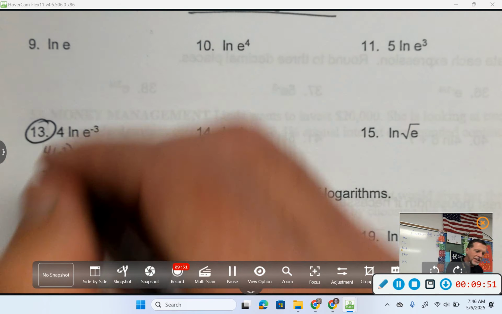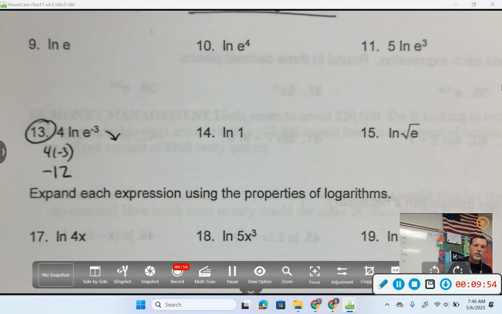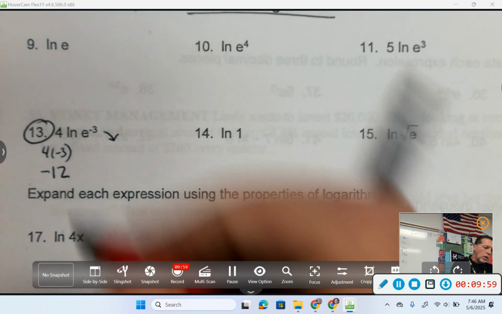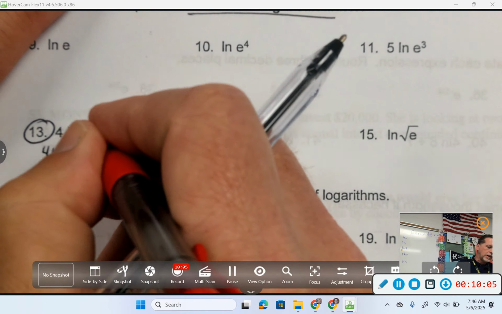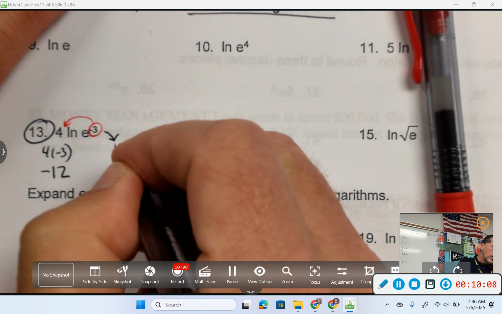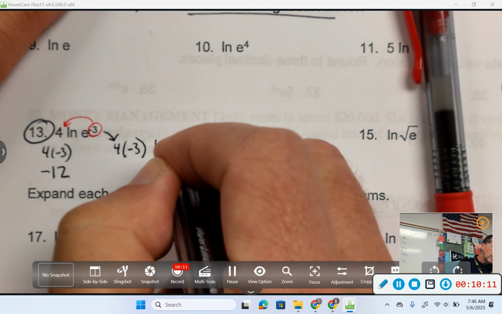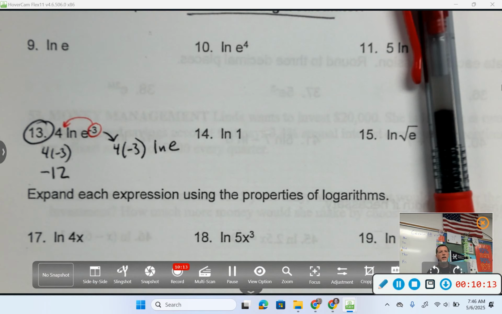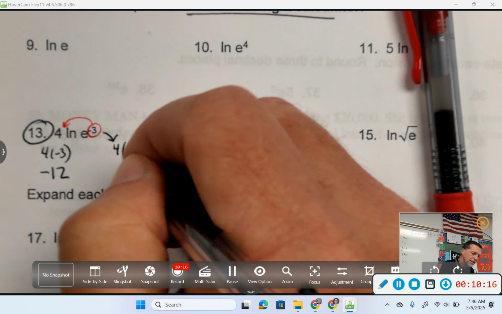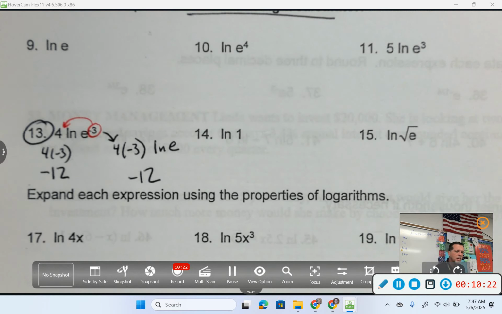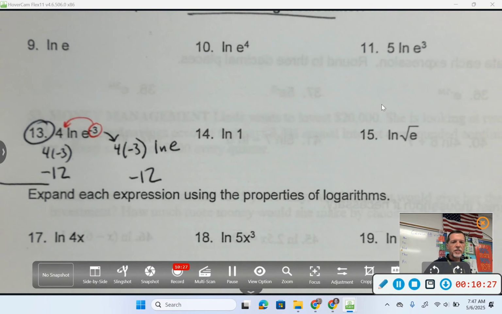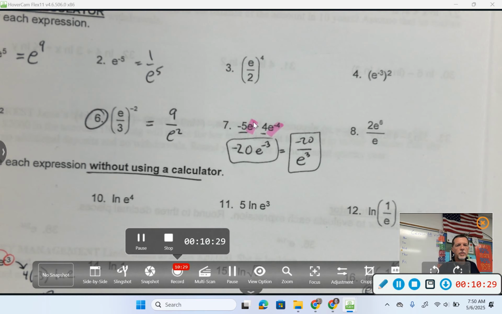Let me show you a slightly different way to work number 13 that uses a couple of properties. Where else could that -3 go? It could go in front as a coefficient. So now I've got 4 times negative 3 times the natural log of e. The natural log of e is 1, so that's just negative 12. So slightly different ways to get there on number 13. All right, take a couple minutes and do 1 through 16.